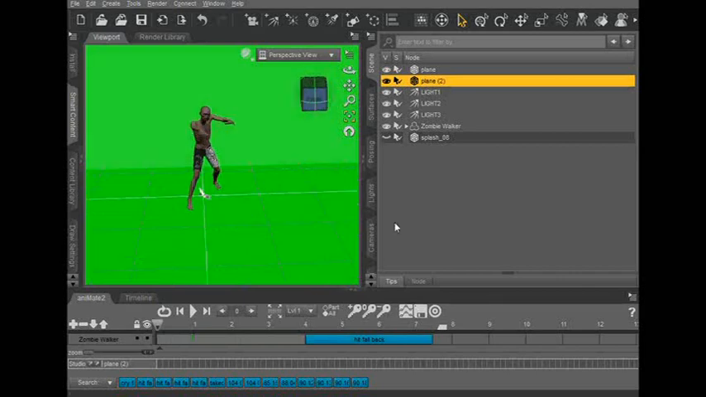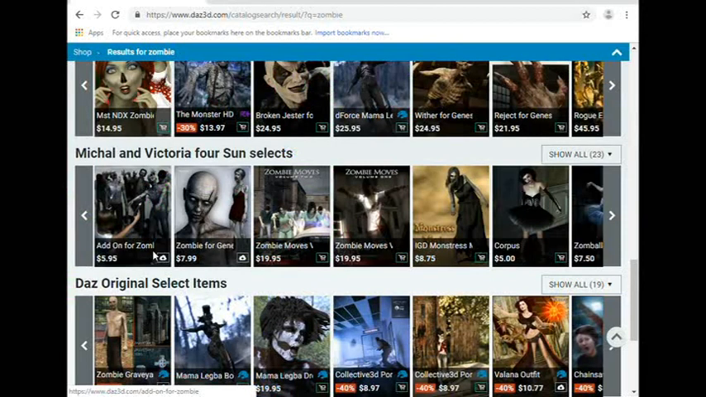But for the rest of you, what you're going to need for starters before you can do the blood is, of course, the blood. I recommend this one right here. It's called the add-on for zombie. It's got blood spatter, it's got poses, it's a really good resource, and because it's for Michael and Victoria, that means it's a G1, which means it's kind of old, which means it's going to be cheap. That's my two cents right there.